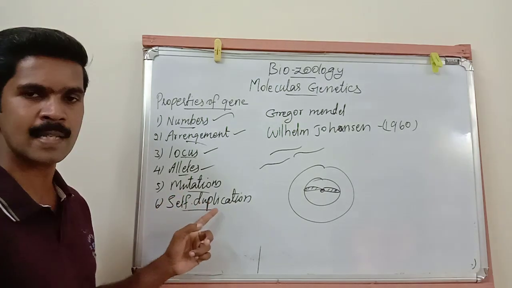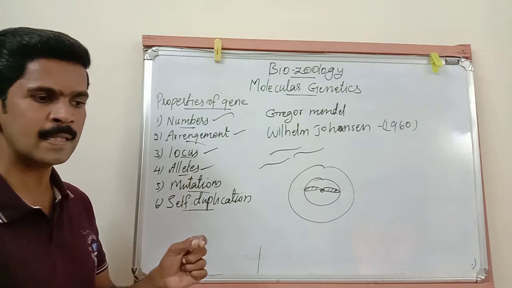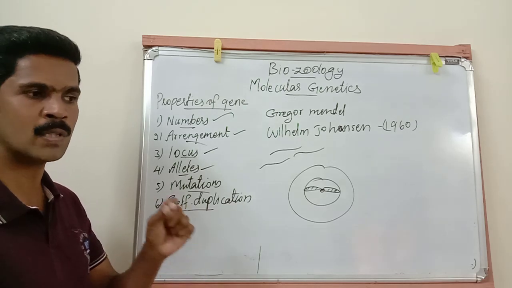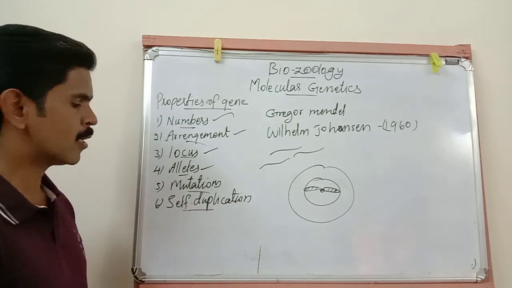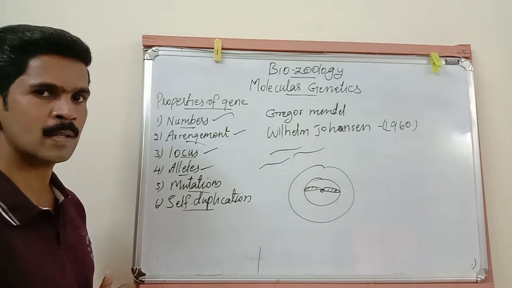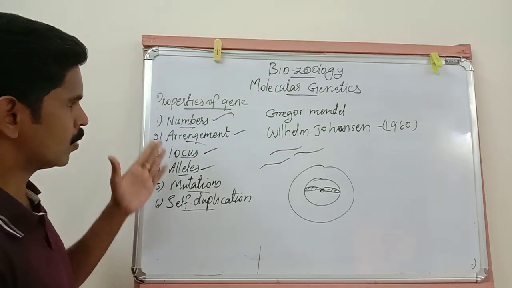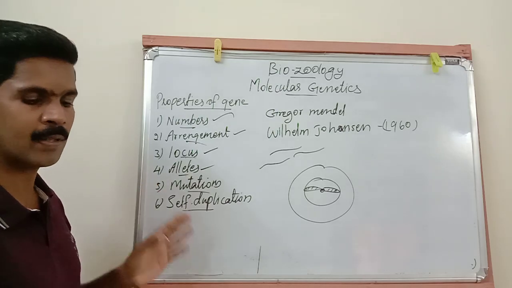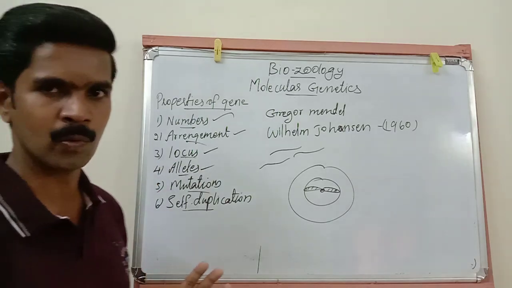And the last one is self-duplication, meaning the genes have the capacity to make their own copies. So this is called self-duplication. Understand, my dear students? I hope you all understood this question. Properties of a gene, very important and a very small question and answer.